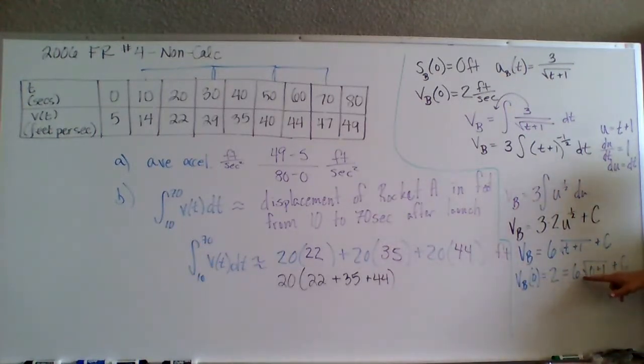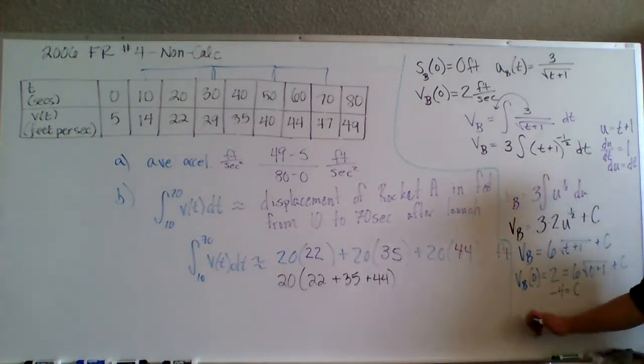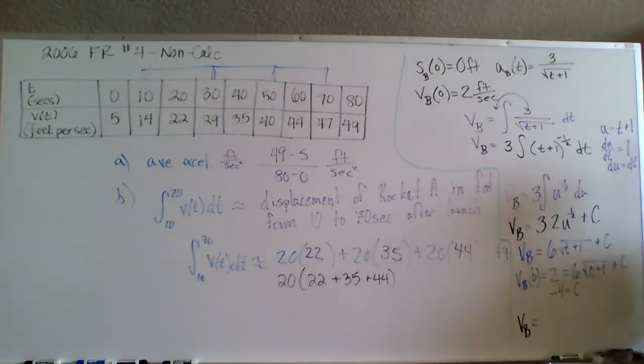So, isn't this going to be the square root of 1? 6 times the square root of 1 is still 6. So I just need to subtract 6 on both sides, so negative 4 is going to equal c, which means my equation for velocity of rocket B is going to be v of b equals 6 square roots of t plus 1 minus 4.